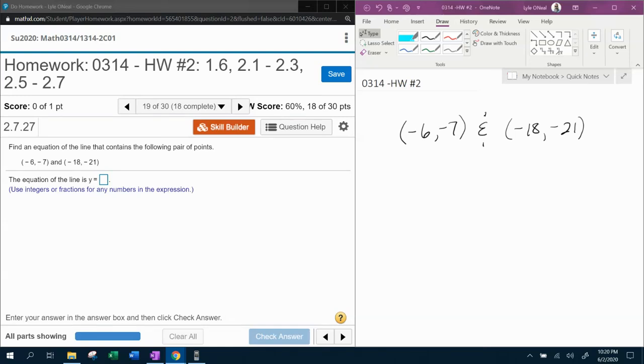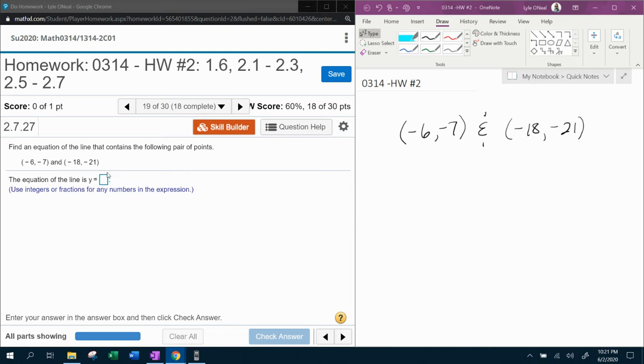Question number 19 from our 0314 homework number 2 in MyLab Math. Find an equation of the line that contains the following pair of points. What they've given us is 2 points on a line. They want us to find the equation of the line. And if we look right here, you're going to see that they want the answer in slope-intercept form.